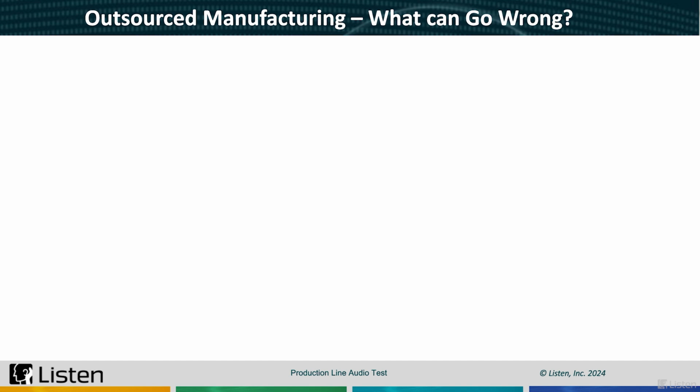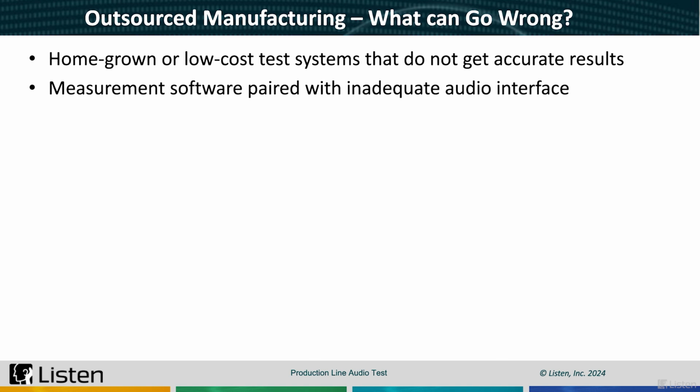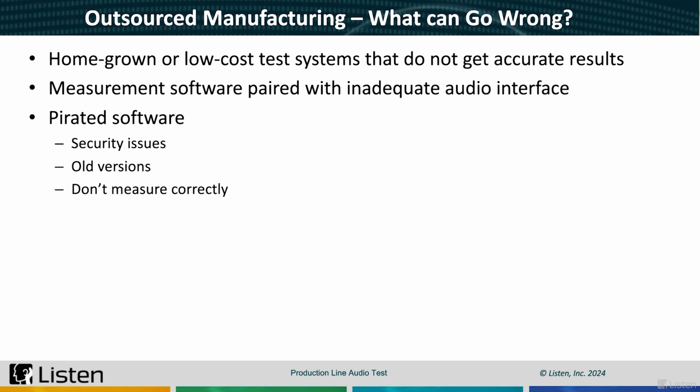But it's not always this intentional. Some manufacturers use homegrown or low-cost test systems that simply do not get accurate results. Sometimes, engineers pair a software-based system with an inadequate audio interface, for example one that is too noisy, or has phase issues that lead to incorrect measurements. You also need to be aware that sometimes when manufacturers tell you they're using a well-known test system, they may actually be using a pirated version. Those have a whole host of problems, including security issues, older versions of the software without the latest algorithms, lookalike or imitation products that simply do not measure correctly, and of course, lack of manufacturer support and upgrades.